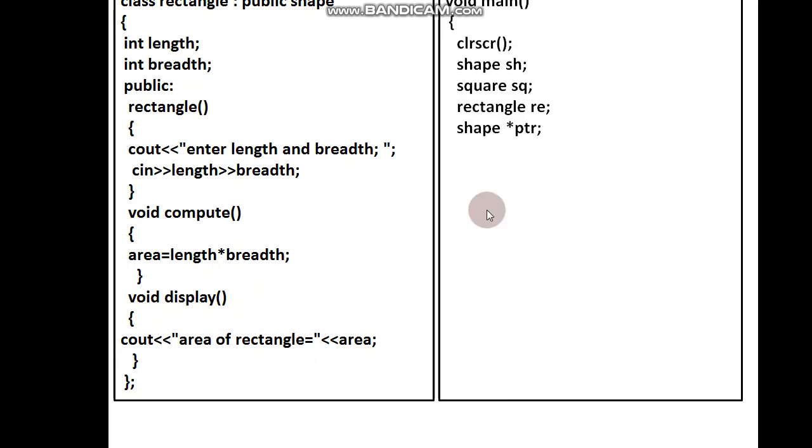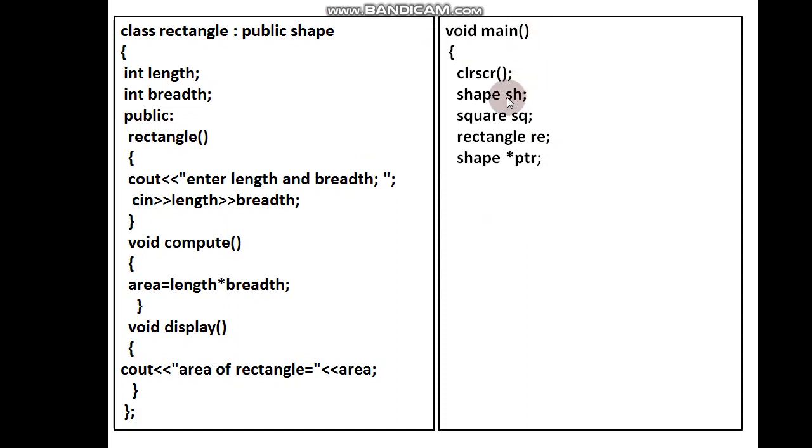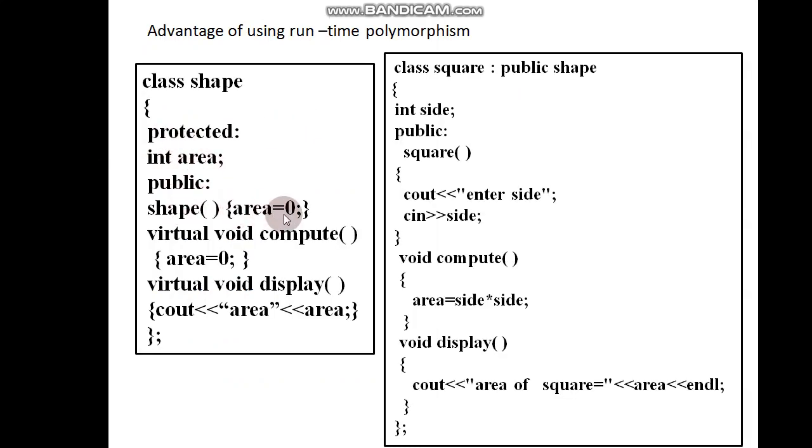Now we can create object of shape, object of square, object of rectangle. When we create object of shape, area will be initialized to 0. When we create an object of square, before calling the derived class constructor, compiler calls constructor from base class. So area for this square will be initialized to 0 first by this constructor in the base class. Then constructor in the derived class will be called which will read this side.